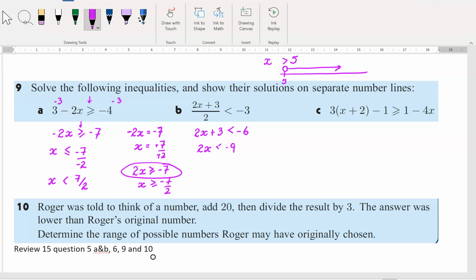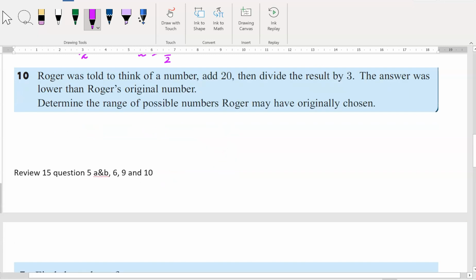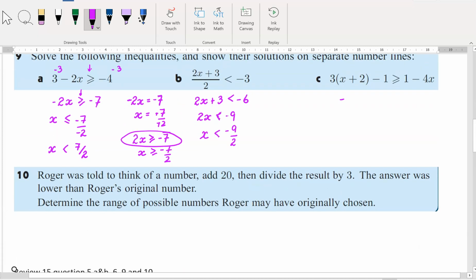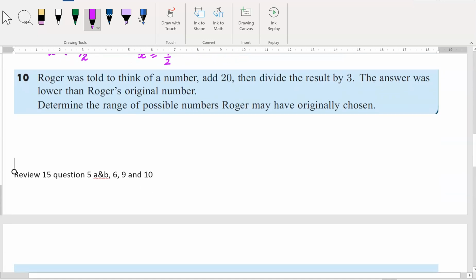And I times by 2, so I don't have to change the inequality. I subtracted 3, I don't have to change the inequality. And now to get rid of this times 2, I'm going to divide by 2. So once again, I do not have to change the direction of the inequality, okay? I'll leave that one for you because I think that's pretty much the same. You just expand your brackets and get your x's on one side. Again, the only difference is if you multiply or divide by a negative, change the inequality.